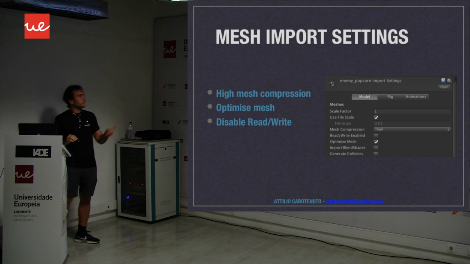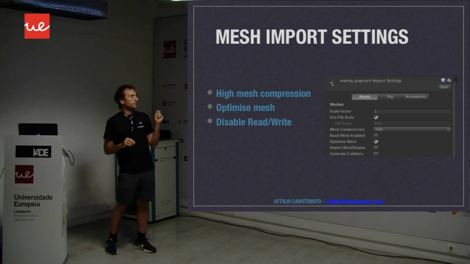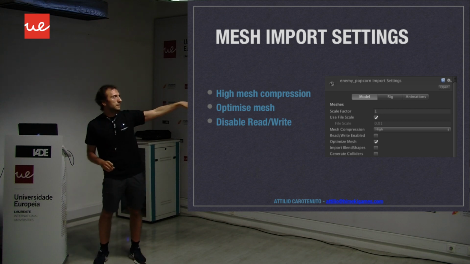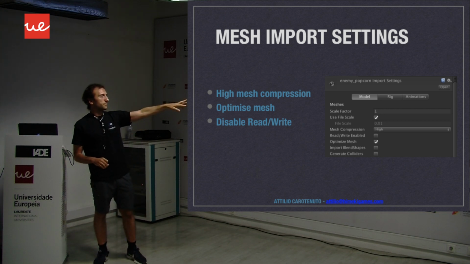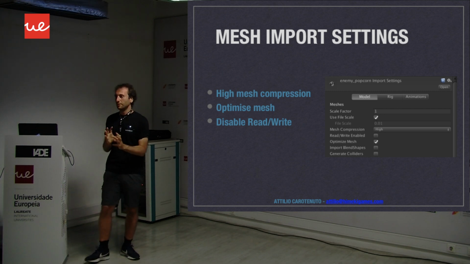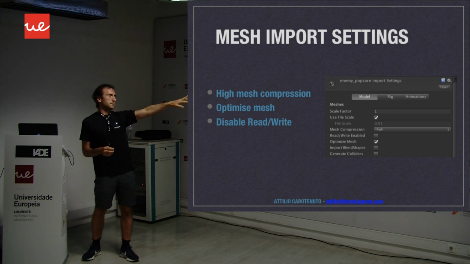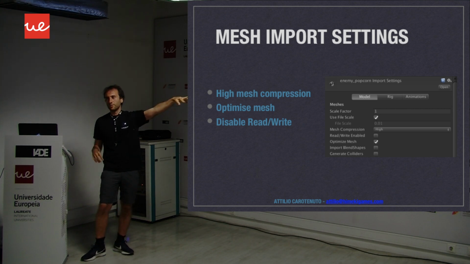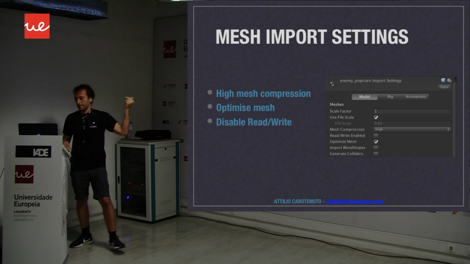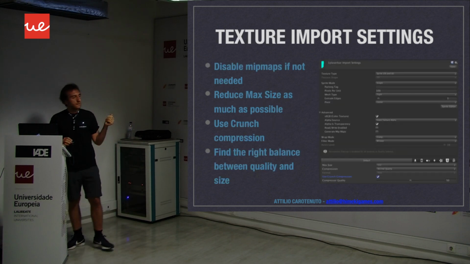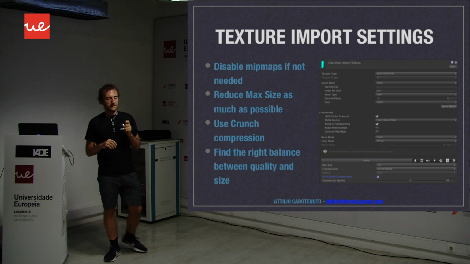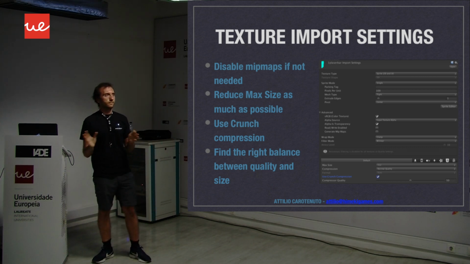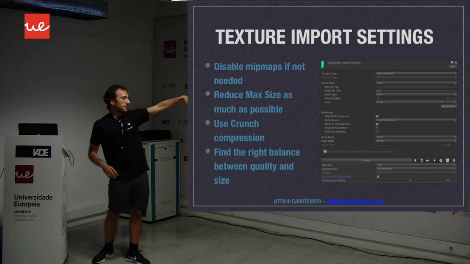And this is for the meshes in the game. Some advice: put mesh compression high, and if you don't need to manipulate the mesh at runtime, just disable read-write and optimize mesh. If you don't need animation, just disable rig and the animations. And that's more for the build side. We managed to reduce the game by around 200 megabytes, from 400 to 200, just by changing these settings.